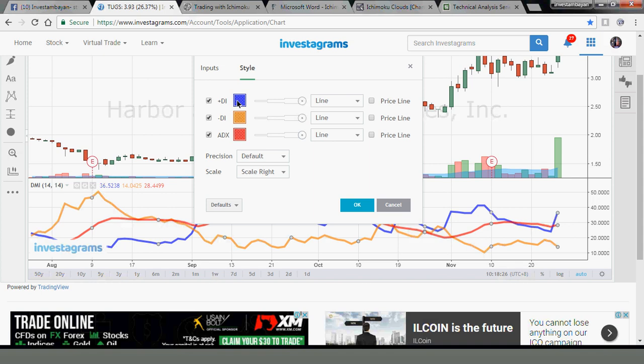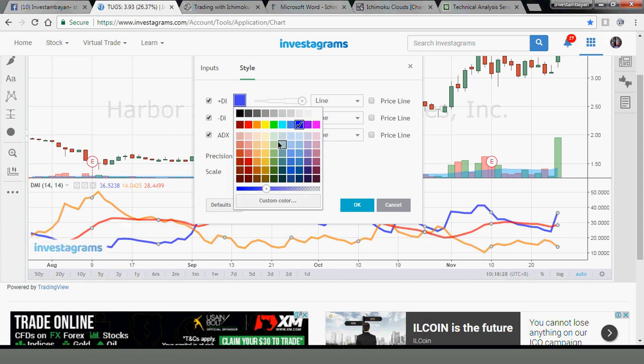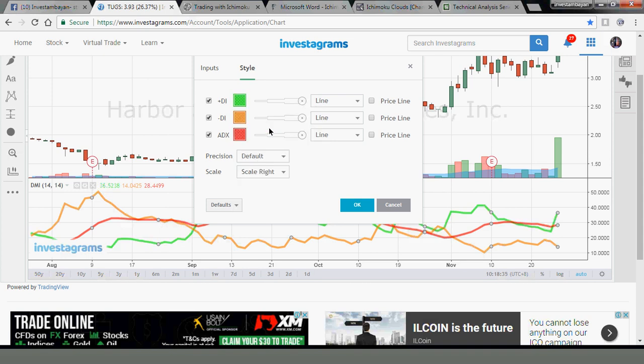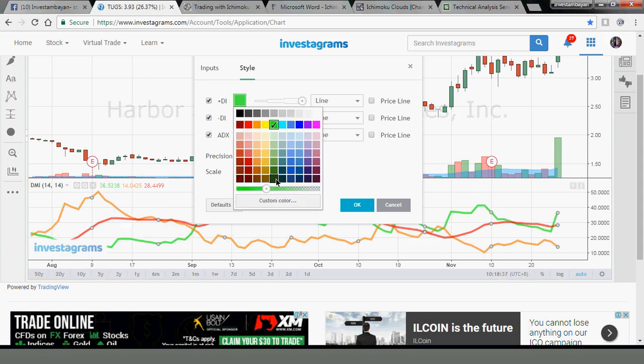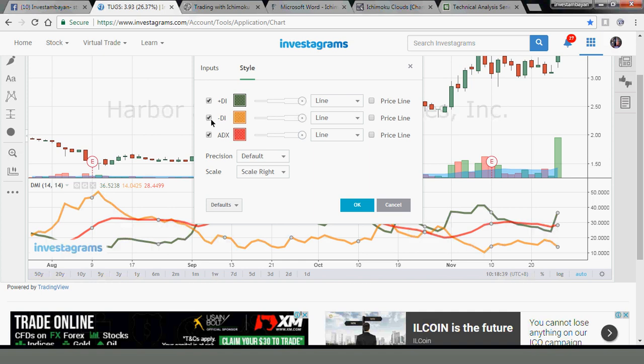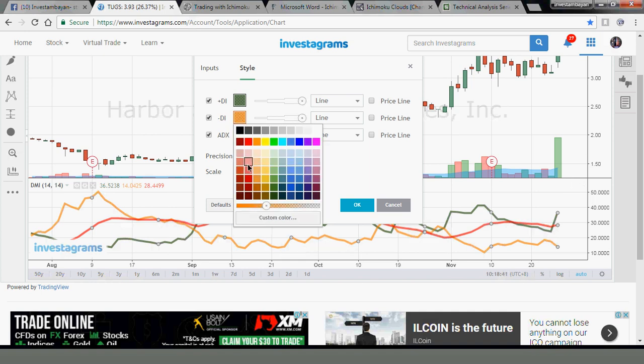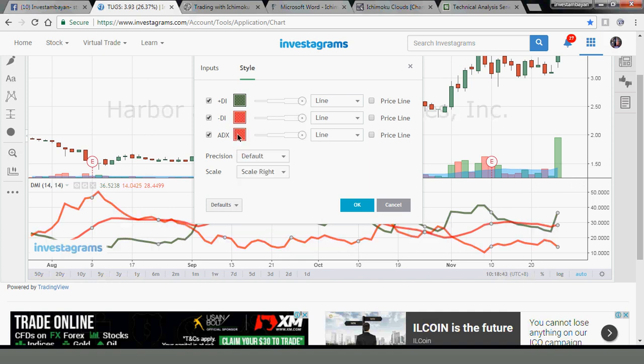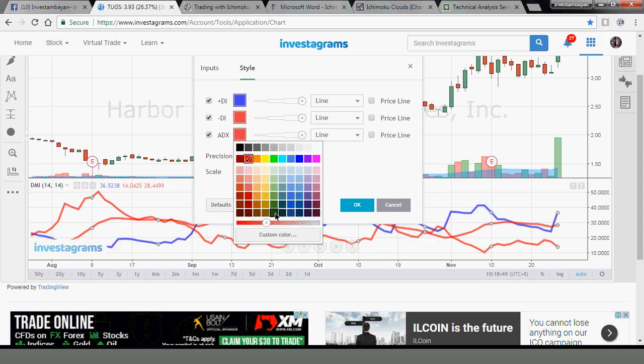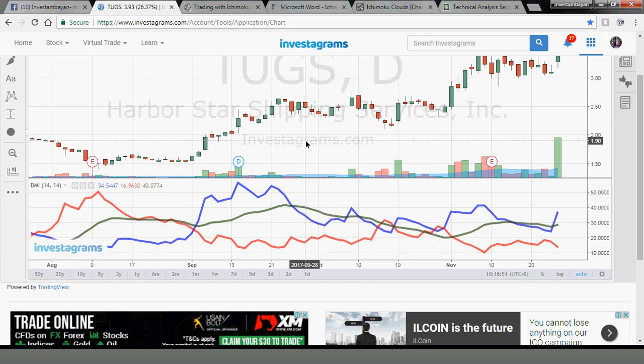Medyo nag-drama konti. So, let's adjust this. DMI, gawin natin siya. Actually, na-change ko ng color nito. Positive, change natin to sa green. Negative, gawin natin itong red. Later, may significance yun. Tama na. Gawin natin itong blue. Si ADX, gawin natin itong green.